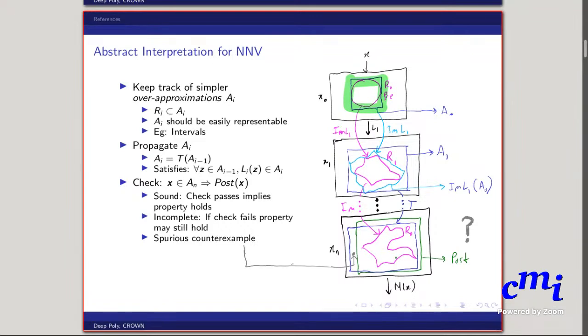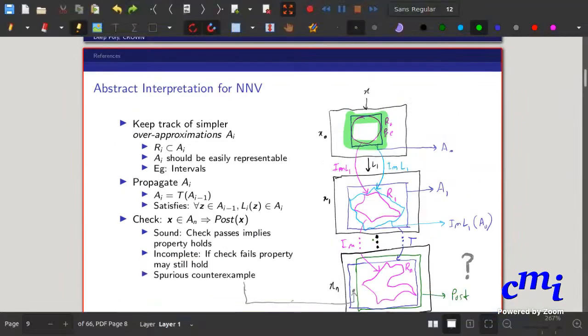It might be that this pink region looks like this, which is that it is contained in this green region, in which case this counterexample is not a real counterexample. It doesn't actually point to the property that we're trying to verify being violated, but rather it is a spurious counterexample, right? Of course, it might also be that this pink region is actually coming out of this blue box, like this, right?